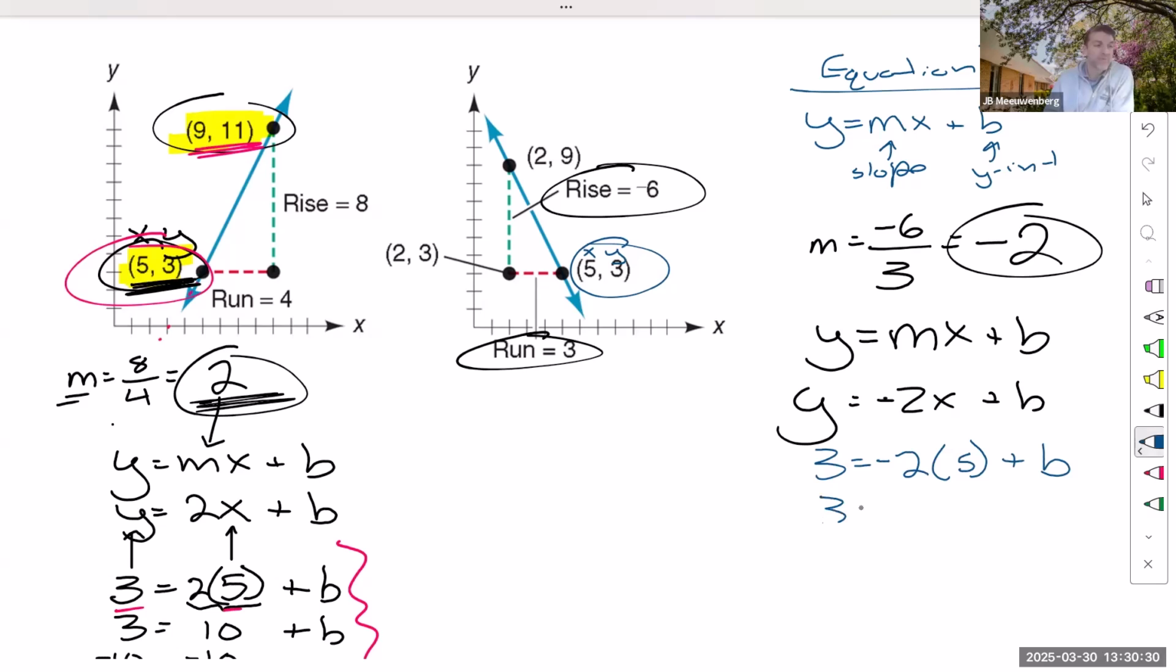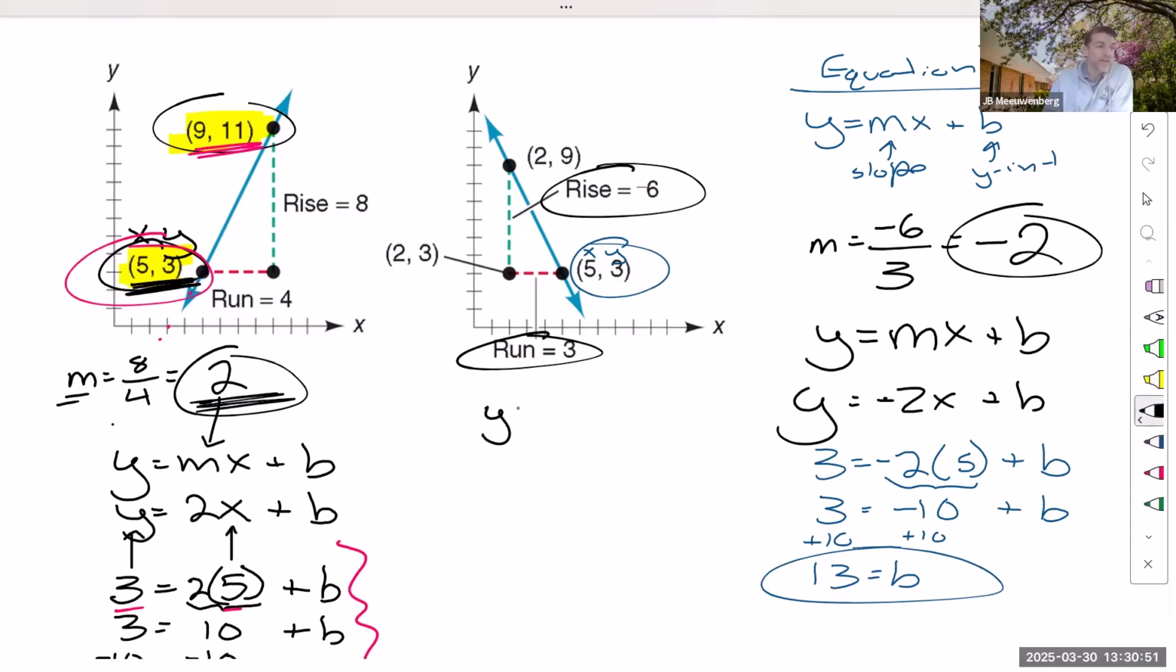Again, we will simplify the multiplication to be -10. We still have plus b. Then we use the addition property of equality to find that 13 is equal to b, which means our y-intercept is 13. We can now take that information and write y is equal to -2x plus 13.